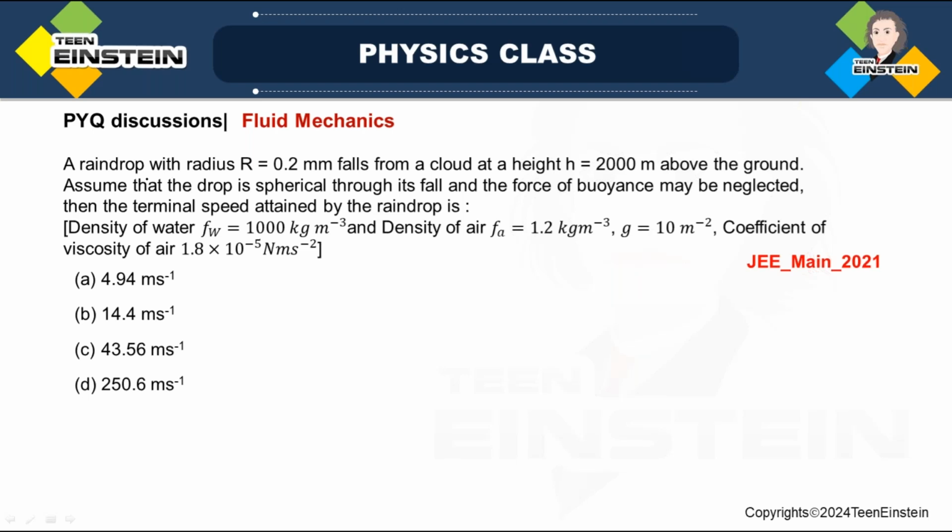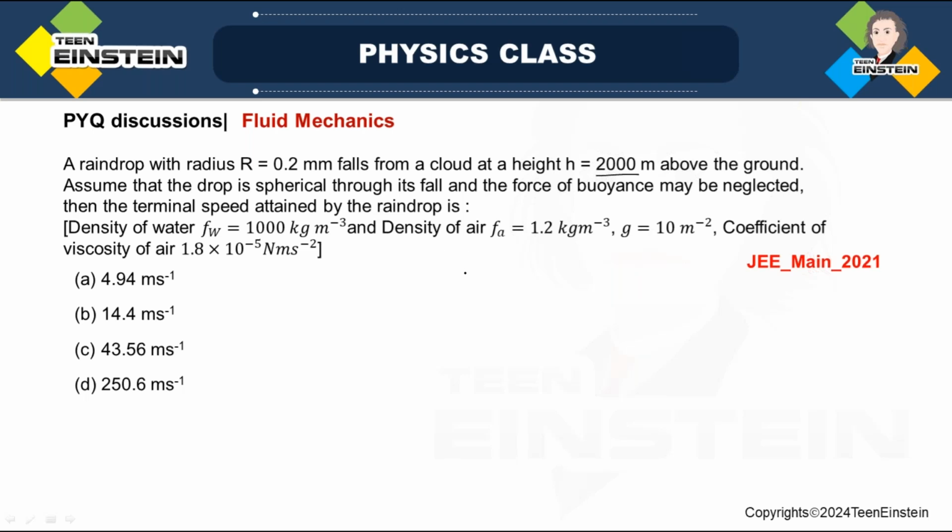The question says, a raindrop with radius 0.3 mm falls from a cloud at a height of 2000 meters above the ground. Assume the drop is spherical throughout its fall and the force of buoyancy may be neglected. Then the terminal speed attained by the drop.